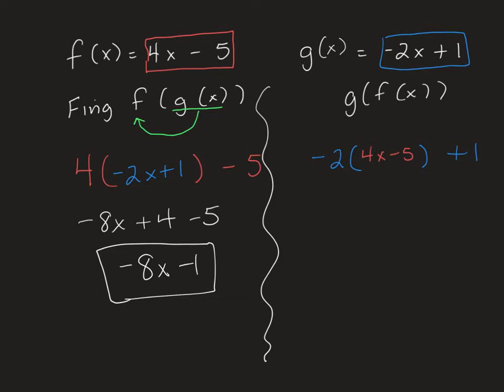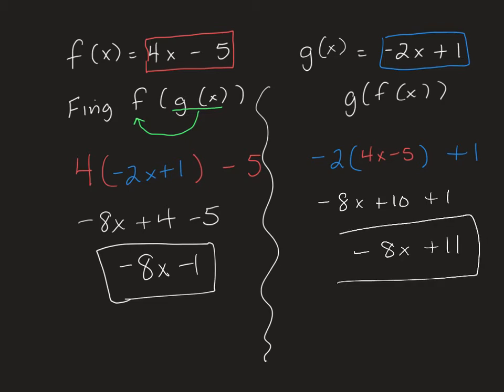So let's distribute. This becomes negative 8x plus 10 plus 1. This is negative 8x plus 11, and that's your answer for that one.